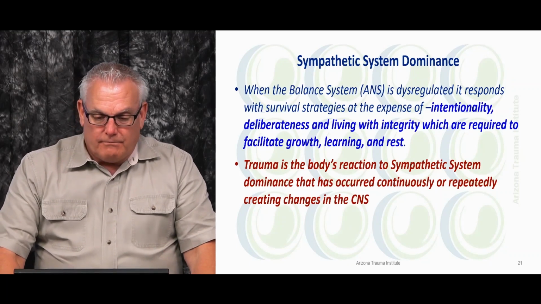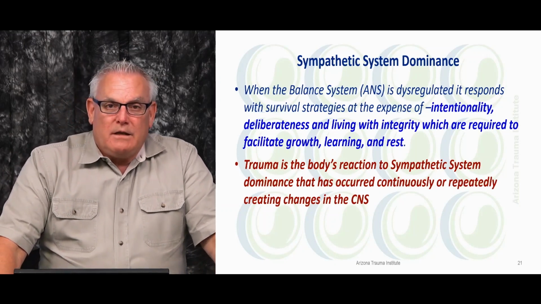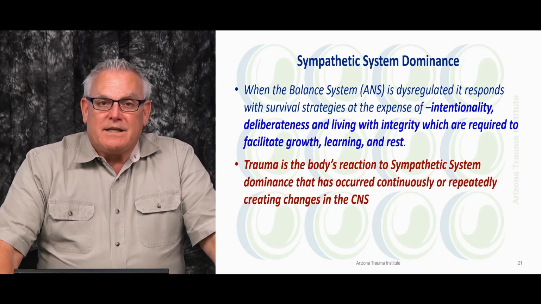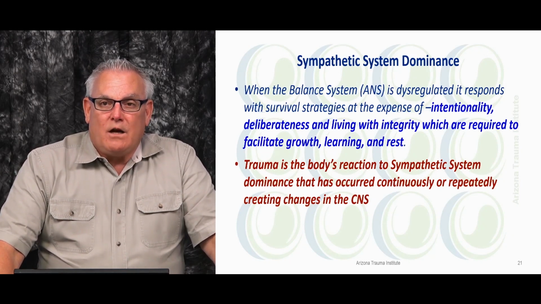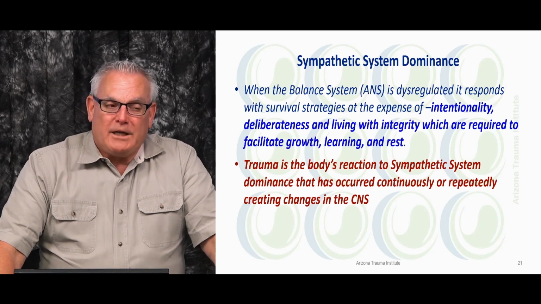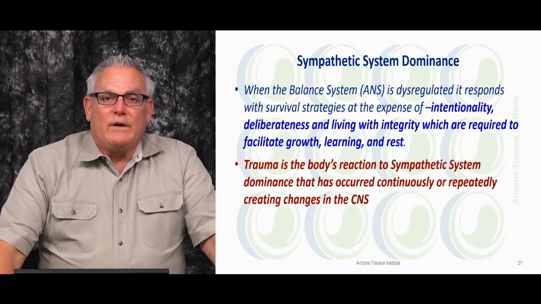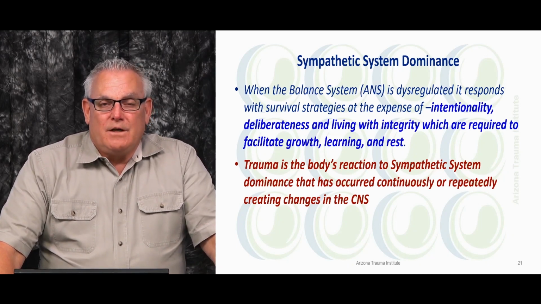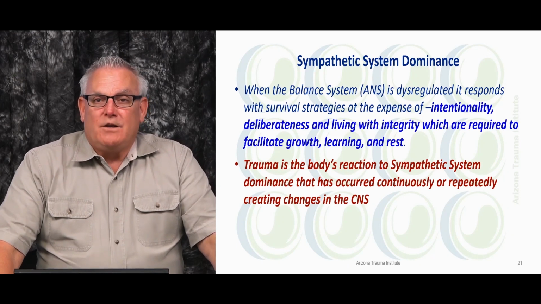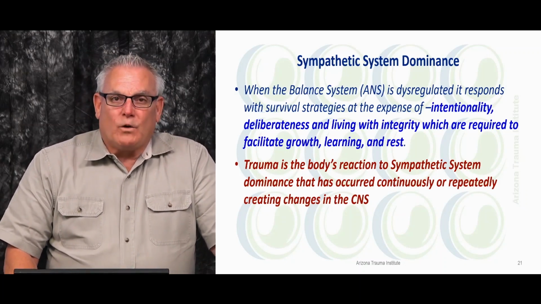Let me go back here. So here is the definition of trauma that we utilize. Trauma is the body's reaction to sympathetic system dominance that has occurred continuously or repeatedly, creating changes in the central nervous system. So let's just take a moment to wrap your head around that. So it's a body thing, it's a body reaction, it's a biological reaction to continued, repeated changes in the central nervous system. So let's see how that works out.